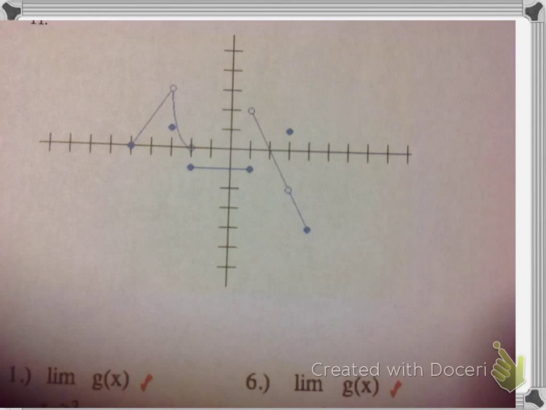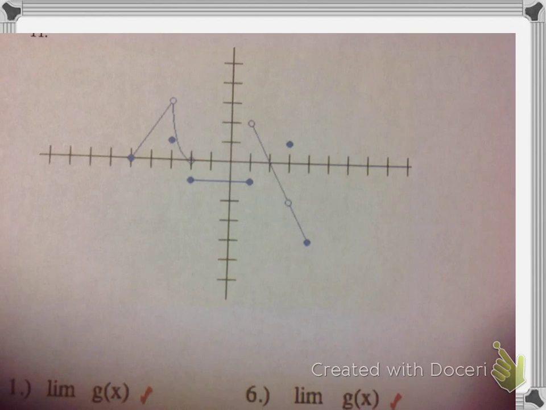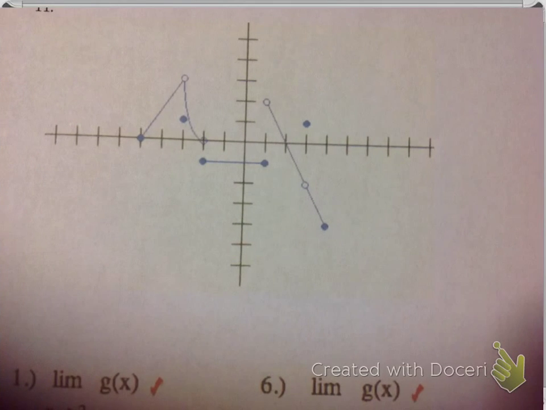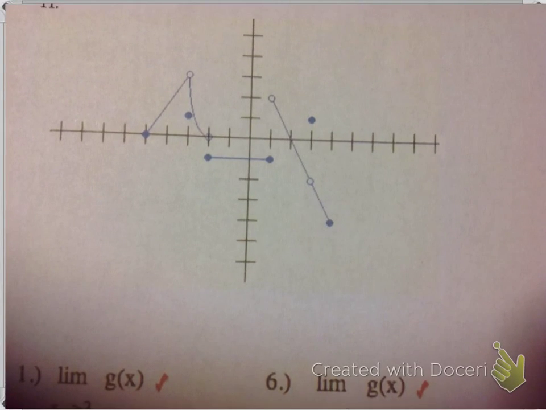Okay, and finally this was number 11. So the first question was the limit as x approaches 3. So 3 is right here. Okay, right here. That's where x is 3. So as I approach from the left side, my y value is negative 2, and as I approach from the right side, I have negative 2. So the limit as x approaches 3 was negative 2. That was the answer for number 1.